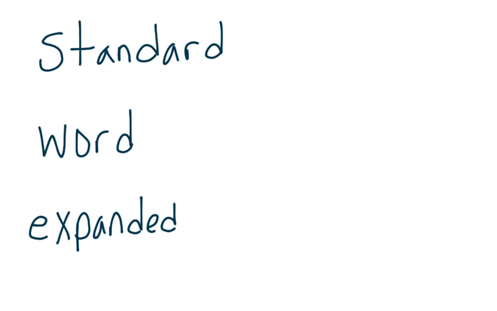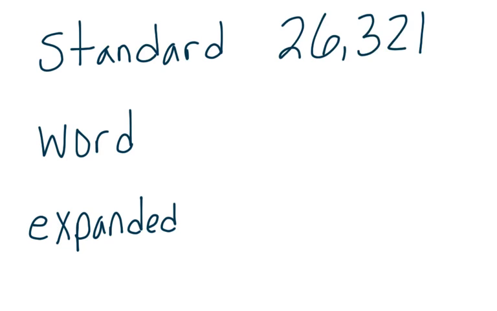We have 3 different ways that we can write our numbers. We have standard form, word form, and expanded form. Standard form is your everyday way that you write a number. It's how we see numbers on a daily basis. We see them in this standard form, or it's just the number way that you write the numbers. So if we take a look at the number 26,321, this is our standard form. It's just the standard way to write a number.